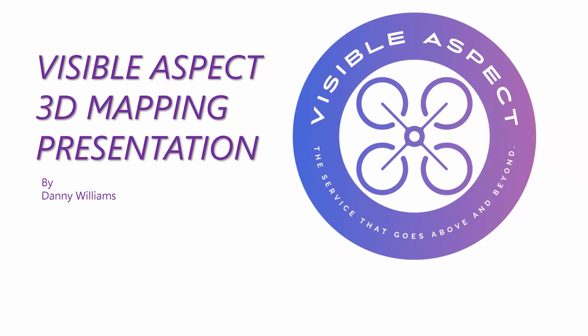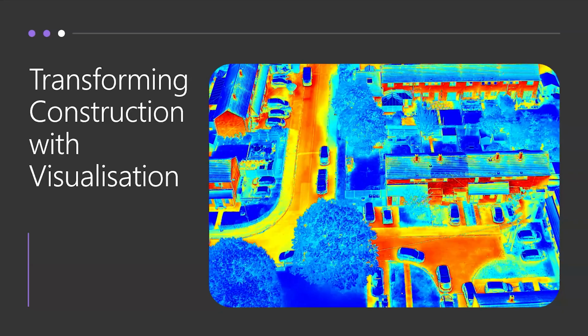Obviously, on the visible aspect, we deal with everything really to do with drones. So that being 3D mapping using LiDAR, thermals, just normal 3D models, 3D modeling. We cover the whole lot. This is one of the images we got from the 3D mapping. So obviously we use it to transform construction.